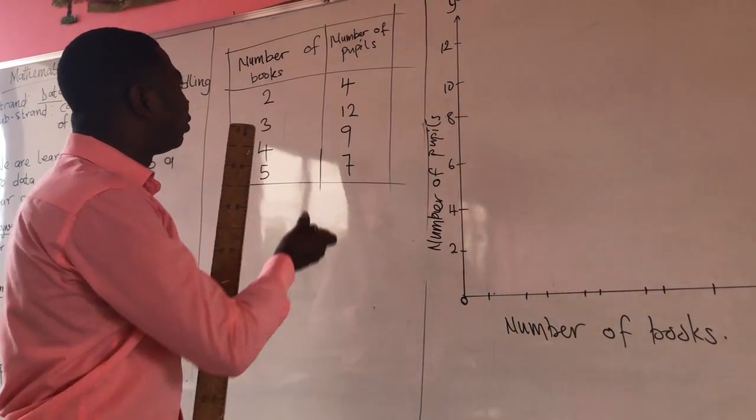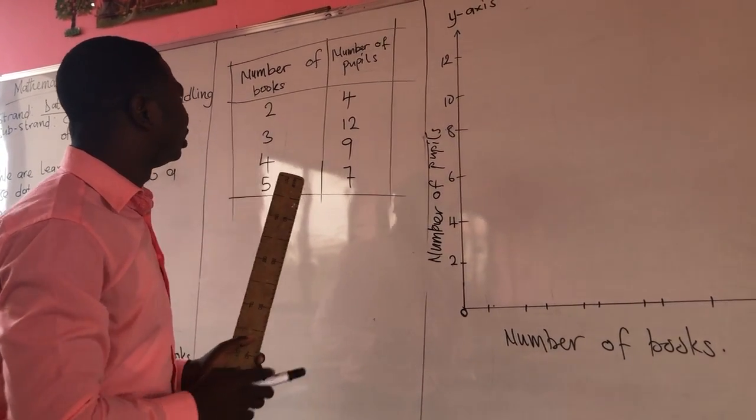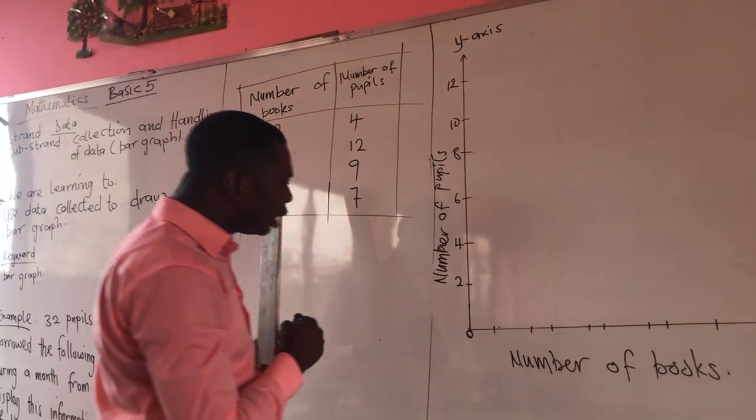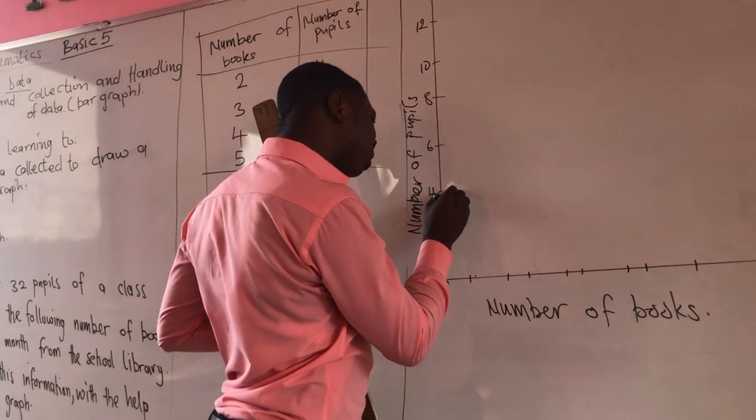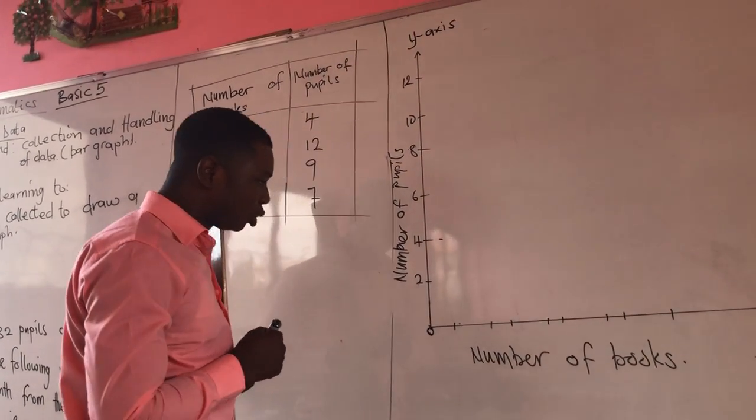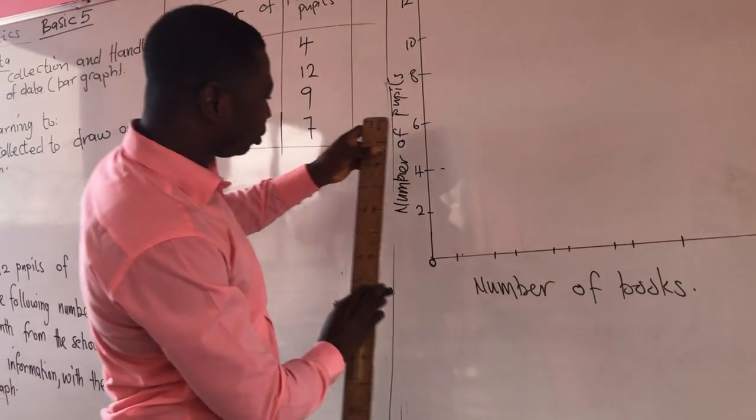How many people took 2 books? It's 4 people. So I'll just move straight to where the 4 is, right? Then I'll indicate something small so that I know that's where I'm going to draw my bar up to.